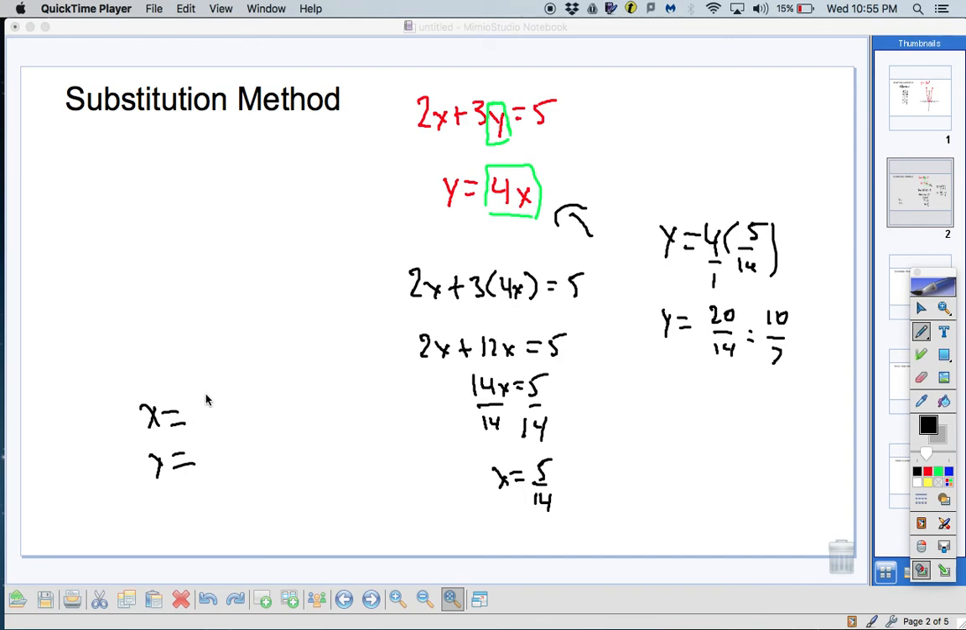Okay, so I got two answers. x is equal to 5 over 14, and y is equal to 10 over 7. So those are our two answers, and we are now done solving this linear pair using the substitution method.